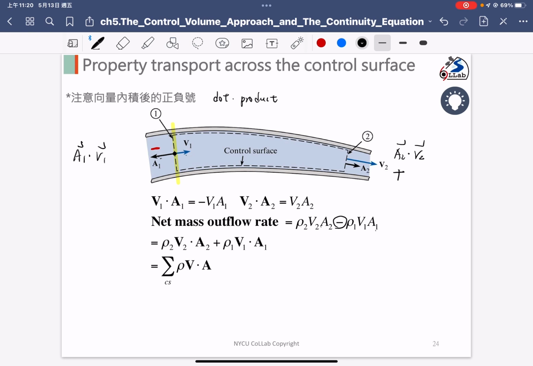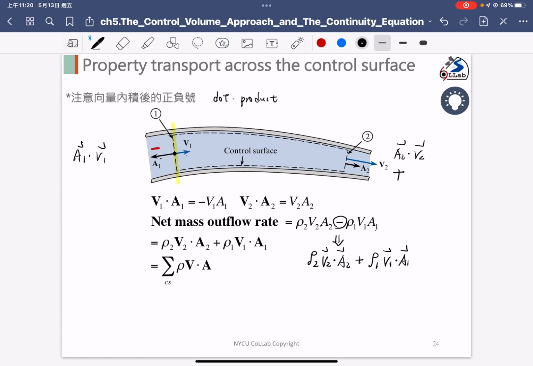So you can rewrite a more general formula. If the density is constant, we have the velocity vector multiplied by the cross-section area vector, plus density 1 and the V1 vector multiplied by the A1 cross-section area vector.